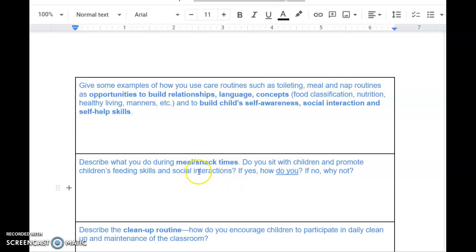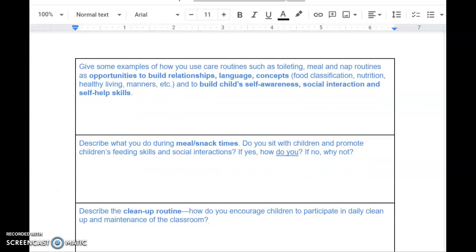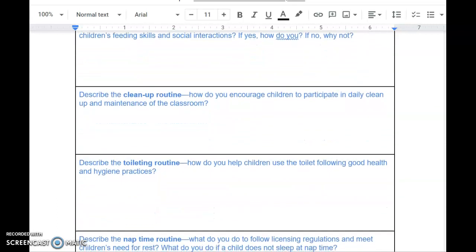Describe what you're doing during the meal and snack times. Do you sit with the children? Do you eat with them? Are you sitting there on your phone? Or are you actually interacting and having interactions and social time with the kids?